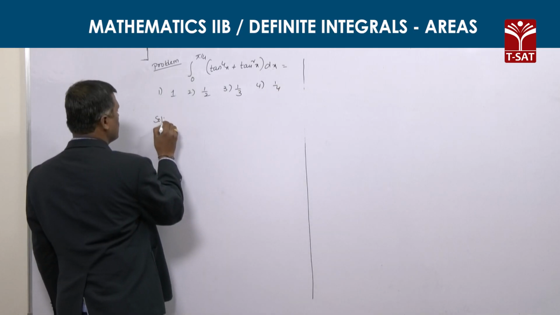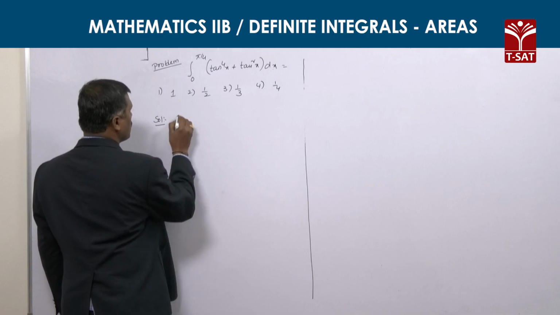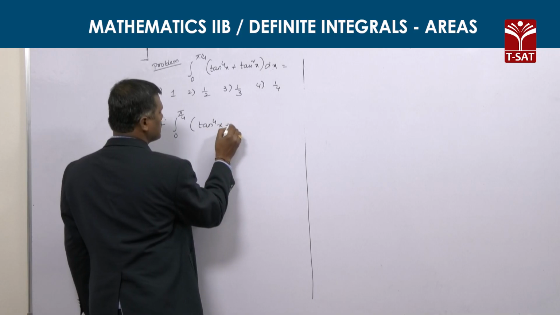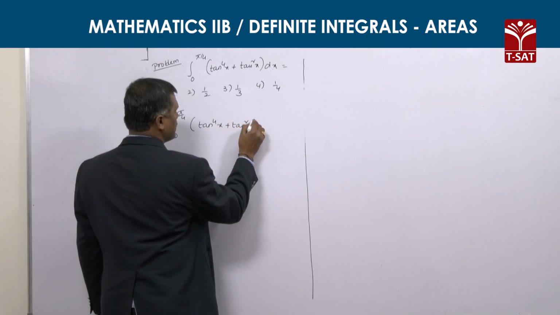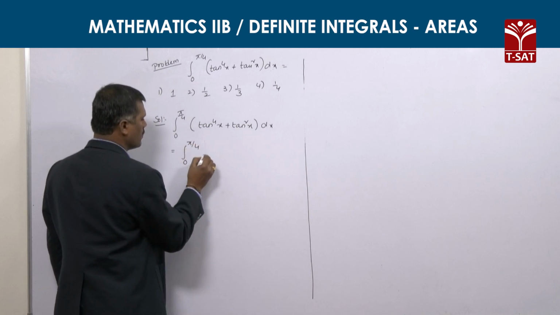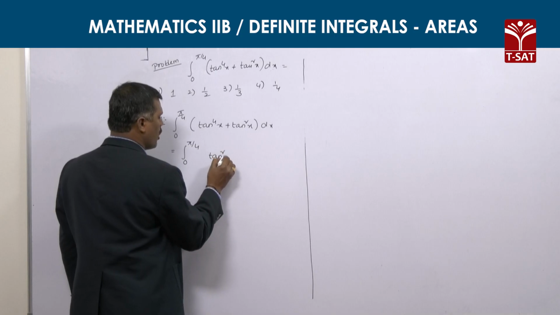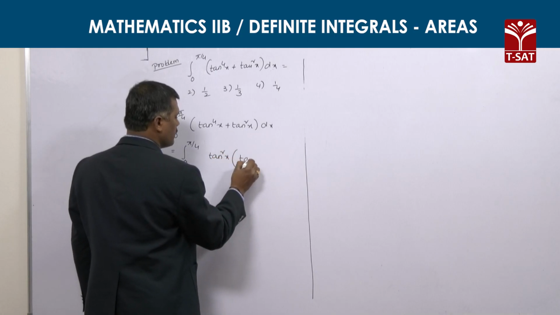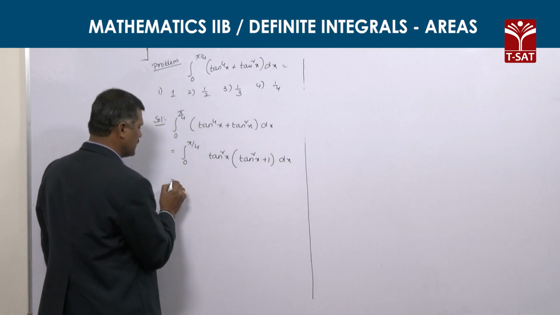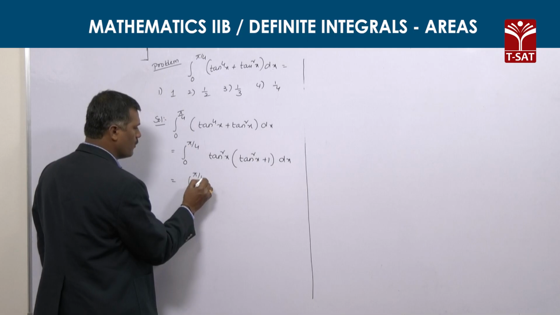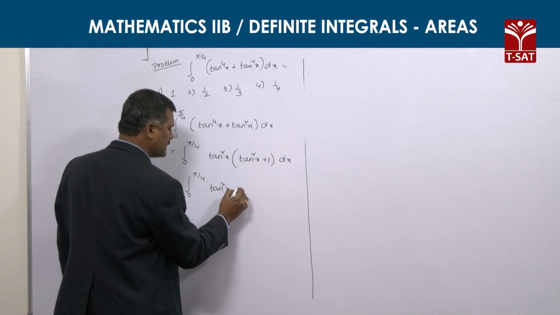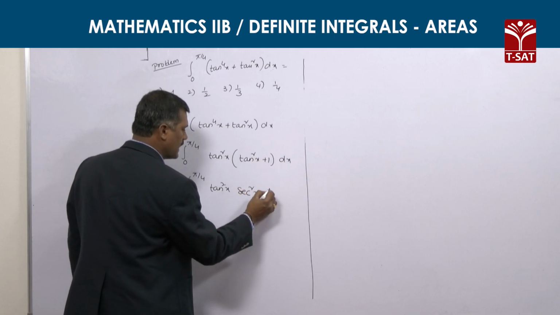Solution: the integral from 0 to pi by 4 of tan power 4x plus tan square x dx is equal to the integral from 0 to pi by 4, taking tan square x common, tan square x times (tan square x plus 1) dx. That is equal to the integral from 0 to pi by 4 of tan square x into 1 plus tan square x, which is secant square x dx.